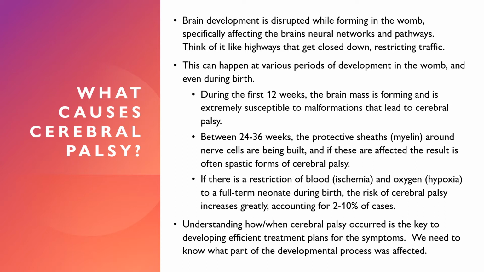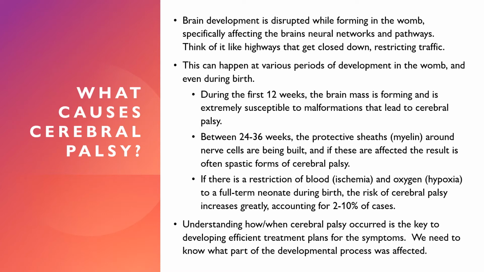But this can happen at various periods of development in the womb, even during birth. So during the first 12 weeks is the first time that we found that there is some alignment with brain issues, development of the brain, and cerebral palsy, and that's when the brain mass is forming. It's extremely susceptible at that time to malformations, and this can lead to cerebral palsy. So the brain itself is actually forming, the lobes are forming, the folds you see in the brain that make it look like a walnut, that's forming in it. And if something happens in those first 12 weeks, that can create a situation that can lead down the line to cerebral palsy.